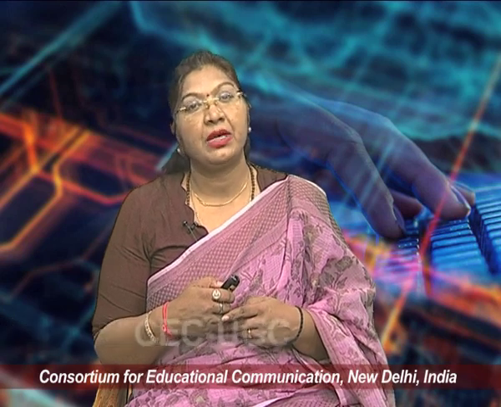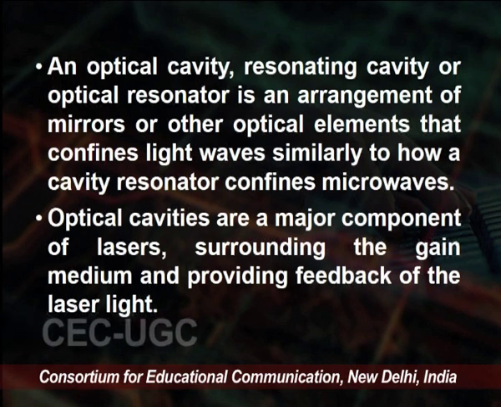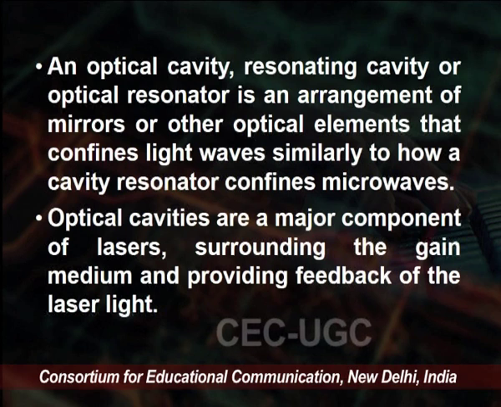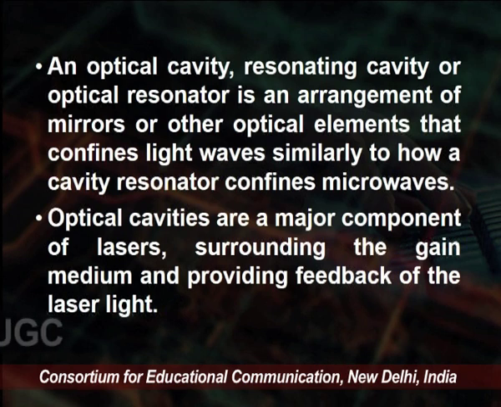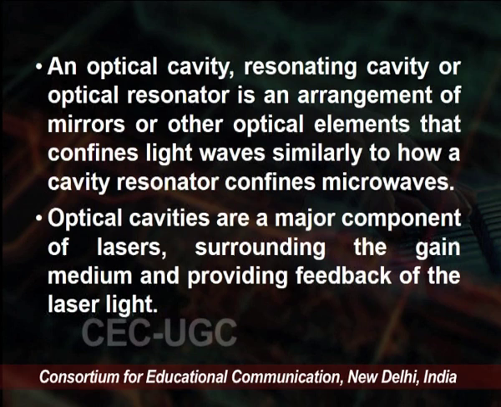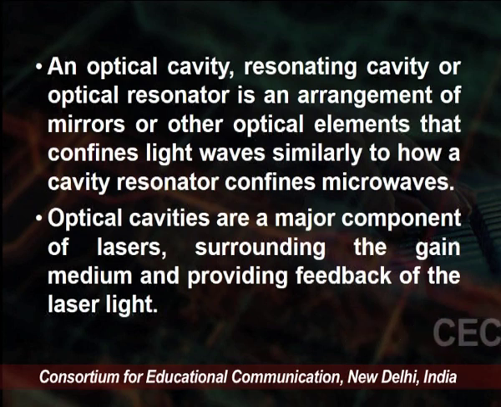In the last lecture we have discussed the electrochemical resonators, and the other types are the mechanical resonator, optical resonator, and so on. But today we will discuss the optical resonators. What is this optical resonator? Basically it has an optical cavity. A resonating cavity or optical resonator is basically the arrangement of mirrors or other optical elements that confines light waves, similar to how a cavity resonator confines microwaves.